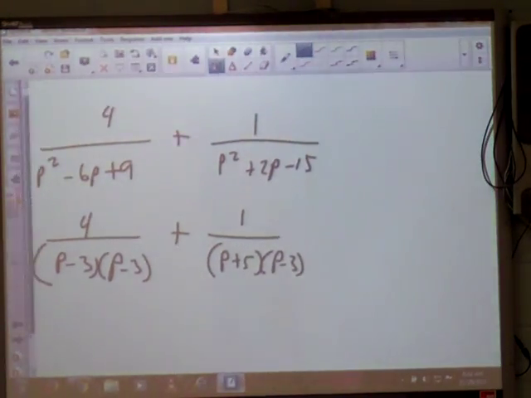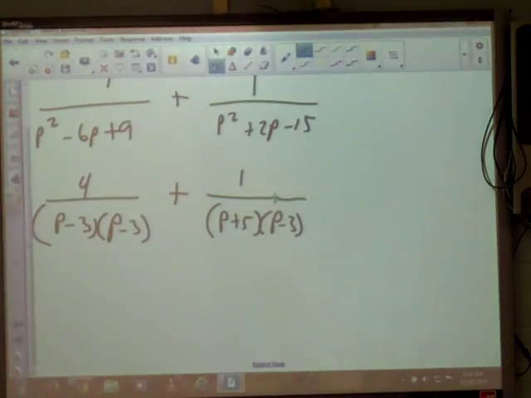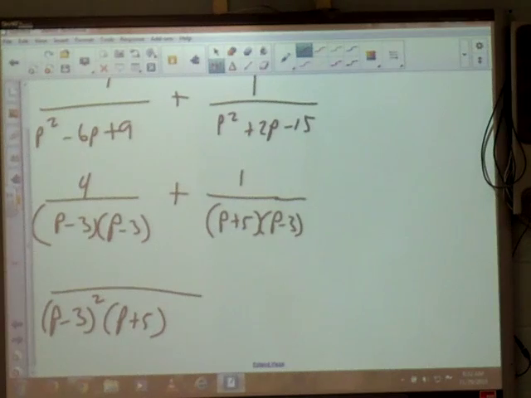All right. Now, when we look for our common denominator, if it's on one of the denominators, it's got to be part of our common denominator. So this side has got p minus 3 twice. So p minus 3 twice has to be part of my common denominator. This side, we've already covered that p minus 3, but it's also got a p plus 5. So p plus 5 is going to have to be in my common denominator.